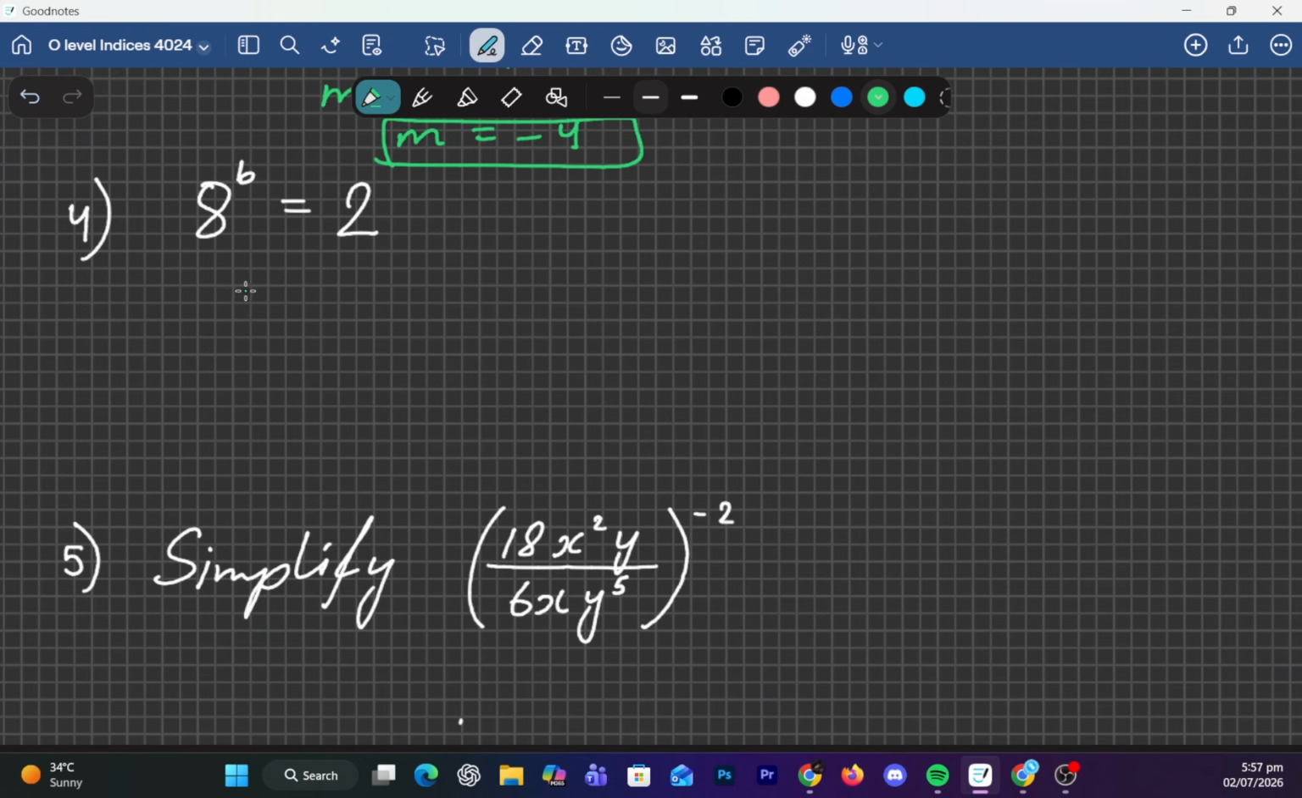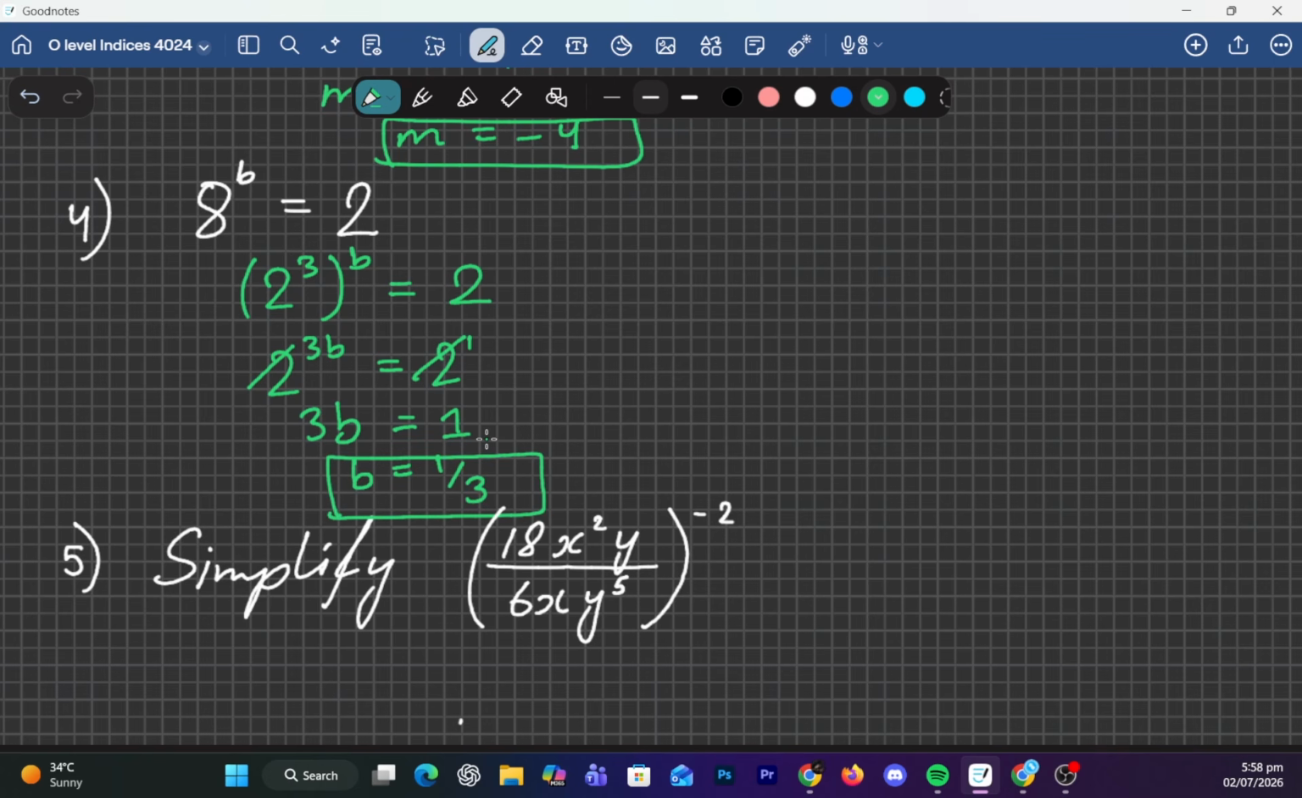8 to the power b is equal to 2. Now we can write 8 as 2 cubed, whole to the power b, is equal to 2. Now we can see that the outer power will be multiplied with the inner power. This will be written as 3b is equal to 2. Now the 2 will be cancelled on both sides, and here we will be left with 1. Now the value of b will be 1 over 3. Now let's move on to our last question.